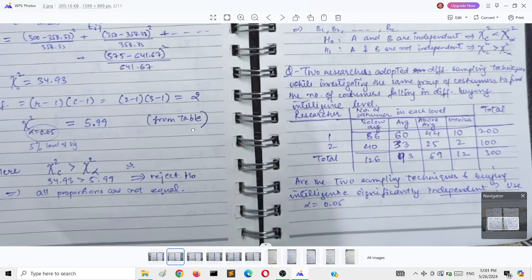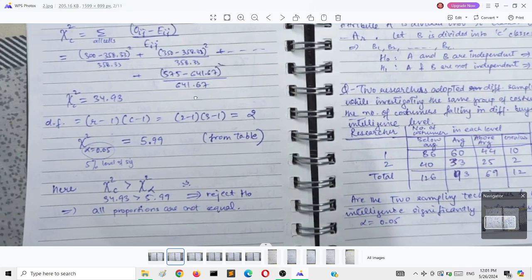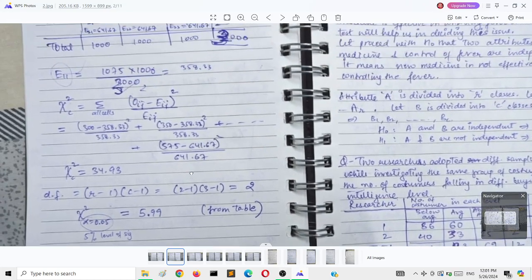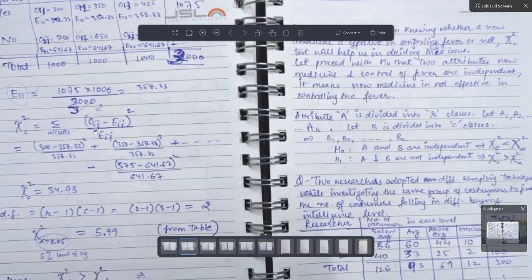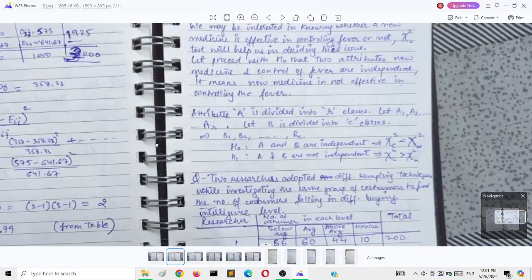Okay, so we have seen how the chi-square test is calculated for a particular scenario and for a particular question. So let's proceed further.